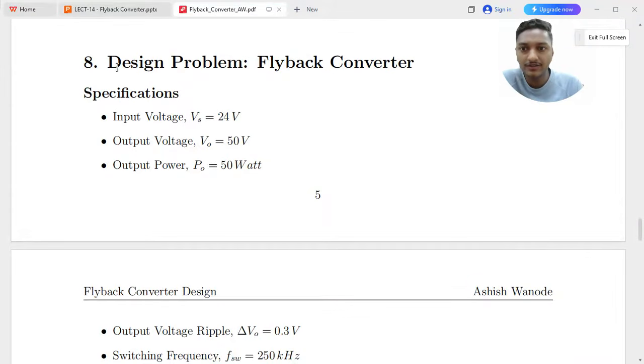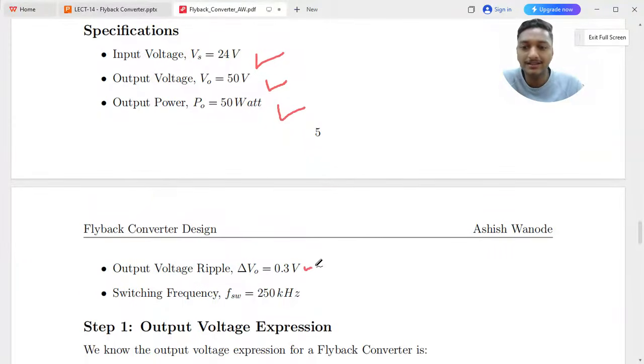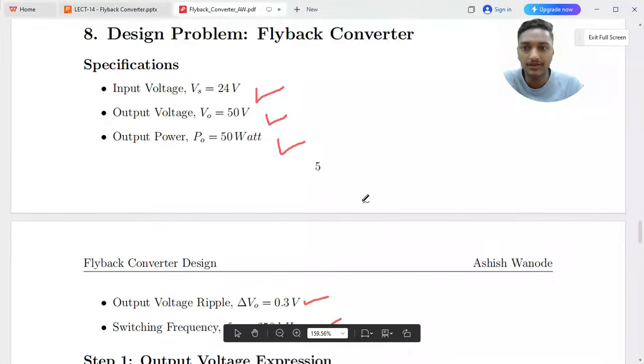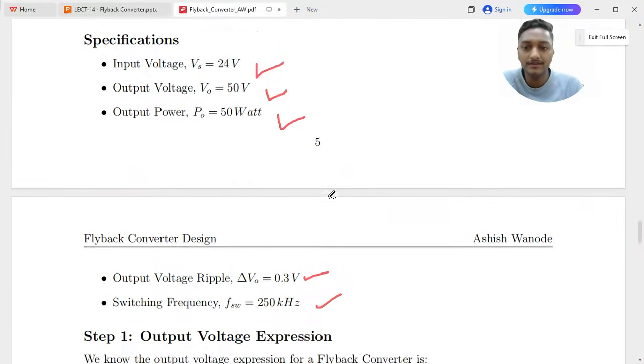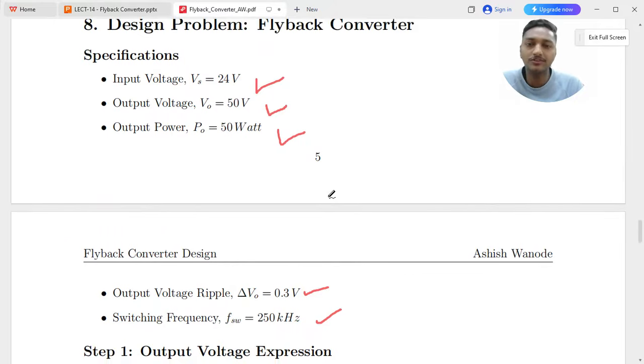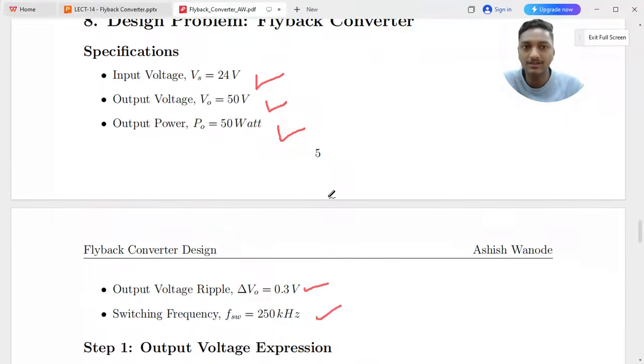So we are continuing with our design problem. Some parameters I have considered: the input voltage is 24 volt, the output voltage is 50 volt, and my output power requirement is 50 watt. I'm assuming that my output voltage ripple is 0.3 volt, and the switching frequency of my converter is 250 kilohertz. These are the specifications I have considered for my flyback converter. Now with this particular specification we can start. So what things do we need?